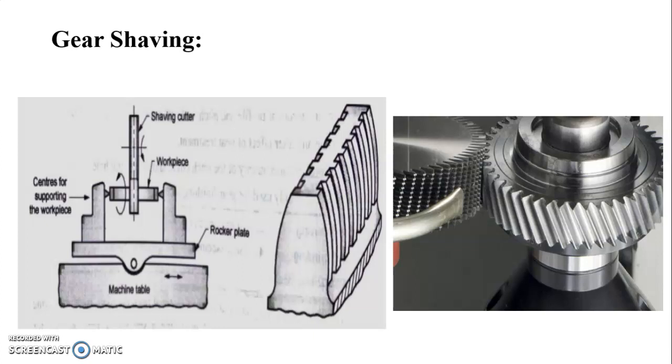The gear is pressed in contact with a rotating shaving tool so that the gear rotates in mesh with the shaving tool and also reciprocates simultaneously. This prevents jamming of the two, and relative motion between the shaving tool and gear results in a high surface finish on the gear. In this diagram, a typical gear shaving tool is shown.